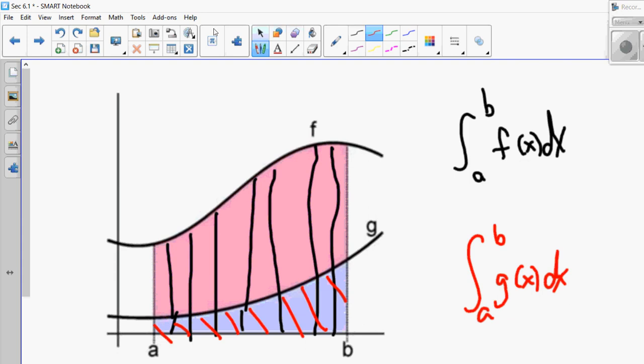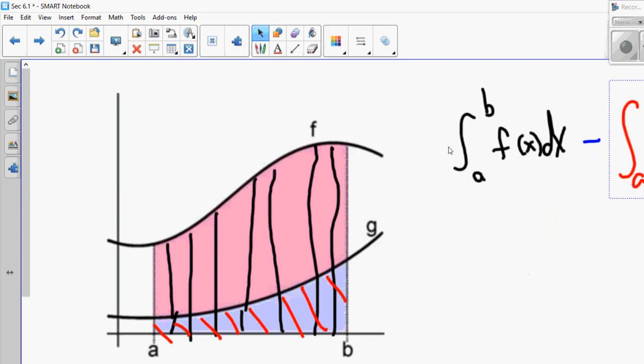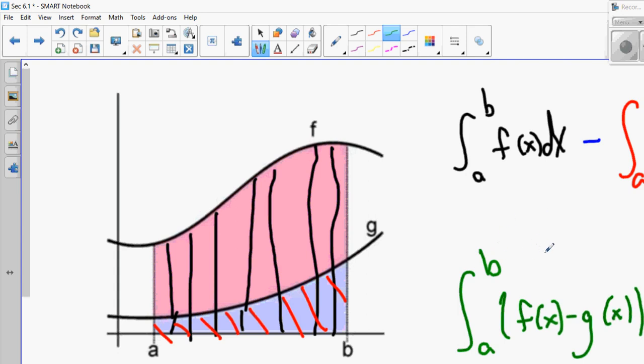So you can see if I want to find the area in pink up here, really all I need to do is take my f integral and subtract my g integral. And from our properties of integrals, we know we could combine this into a single integral, the integral from a to b of f of x minus g of x dx.